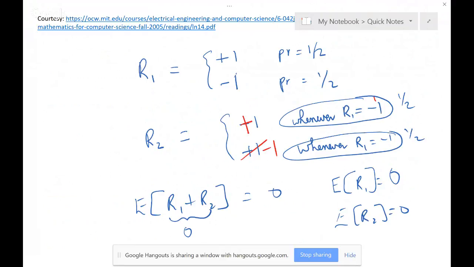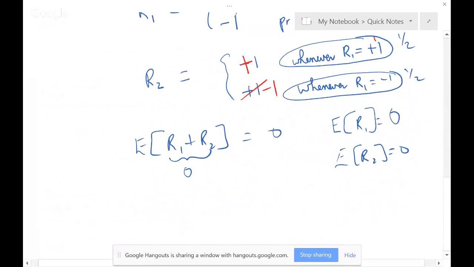Sorry, let me just correct that. Yeah. So now they're both going to take on the same value. So when R1 is +1, then R2 will also be +1. When R1 is -1, then R2 will also be -1. Okay, so they are now positively correlated.